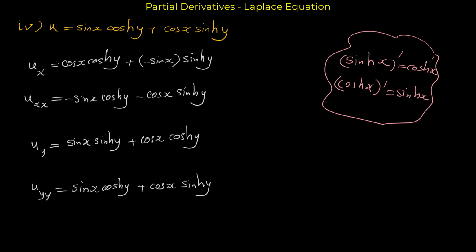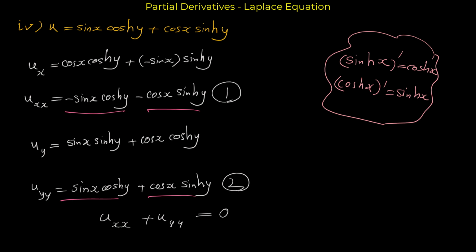Now look at relation 1 and relation 2. If you add relation 1 to relation 2, you can simply see that uxx plus uyy equals 0. Because this term is the negative of this term, and this term is the negative of this term, so the sum of them would be 0. So this function is also a solution to the Laplace equation. What was the Laplace equation? This is the Laplace equation. This function is a solution for this equation.